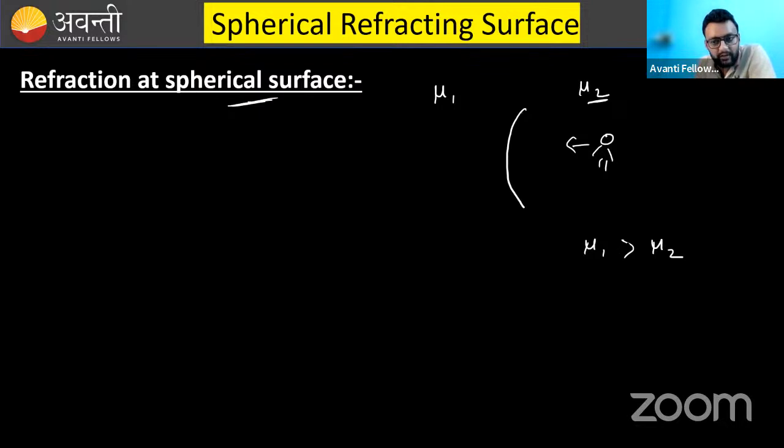And a similar surface will become convex if mu1 is less than mu2. Then I have to look at it from this side. Is it clear?